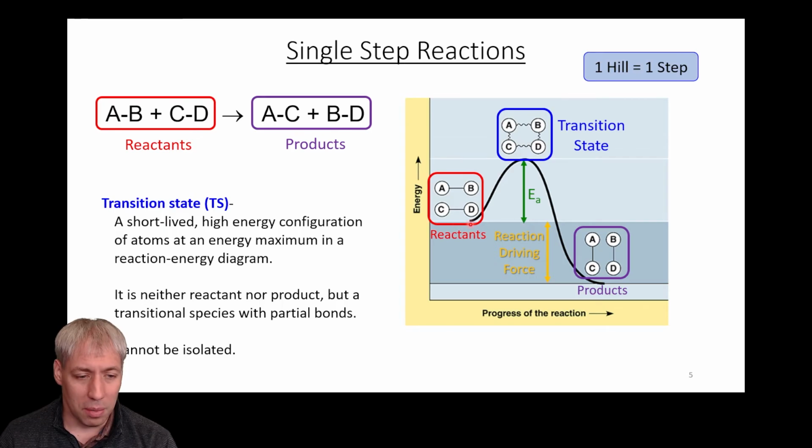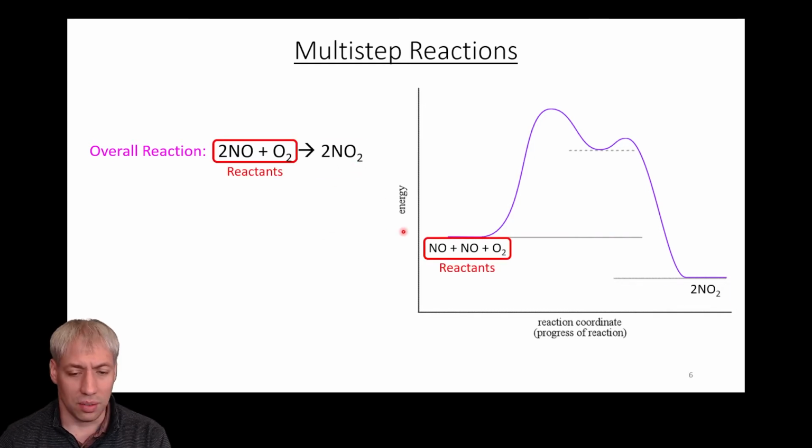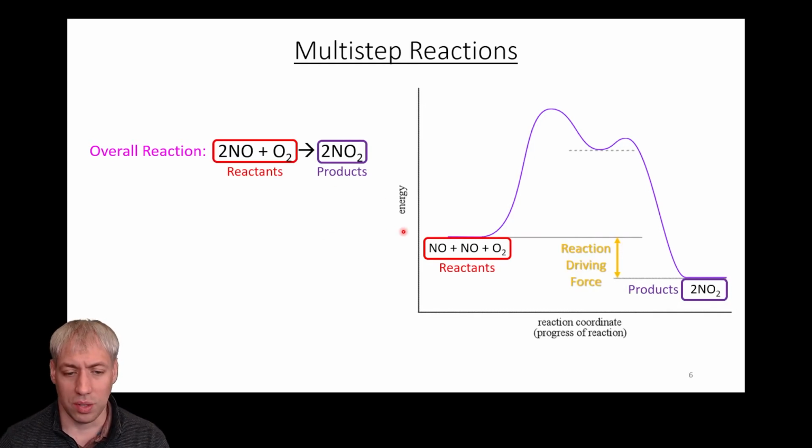And so one thing to note about this diagram is if there's one hill, there's one step. You're turning A to B, and it's only going through one transition state. But reactions can happen through multiple steps, and it depends on the nature of the materials. But here's just one example. We're going to take 2 NO plus O2, giving us 2 NO2s. And so we're making an oxygen-nitrogen bond, breaking an oxygen-oxygen bond to give us this NO2 product. And so again, we have reactants and products. We have a driving force between the two. That stays exactly the same.